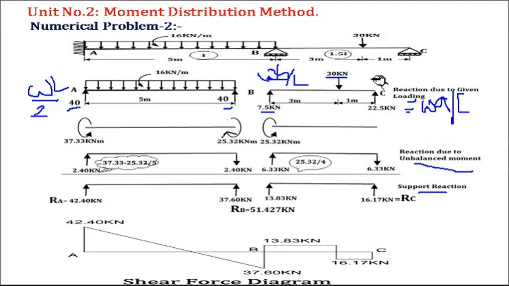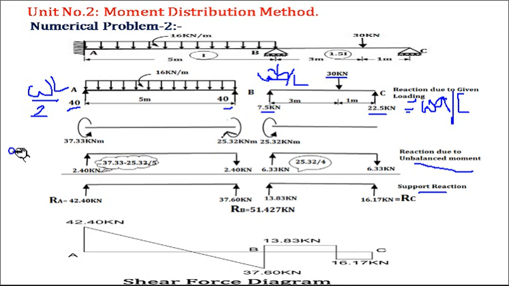A is equal to 3 and the length of the member is 4. So we'll get the reaction at C as 22.5. Now we have already found the moments in members AB and BA. The moment in member AB is plus 37.33, so that moment is acting in anti-clockwise direction. The moment in member BA is minus 25.32, which means it is acting in clockwise direction.